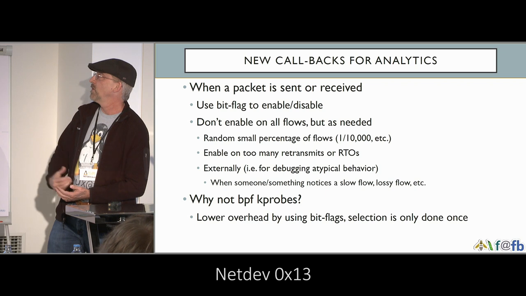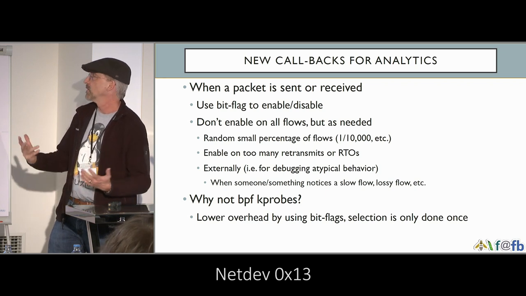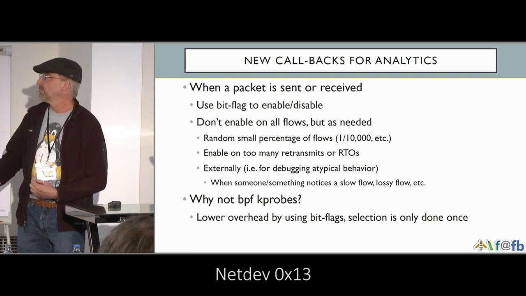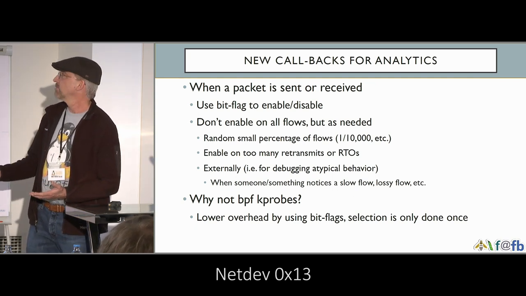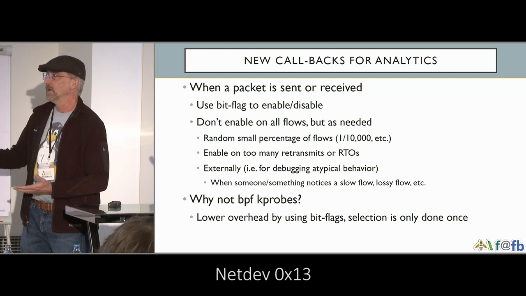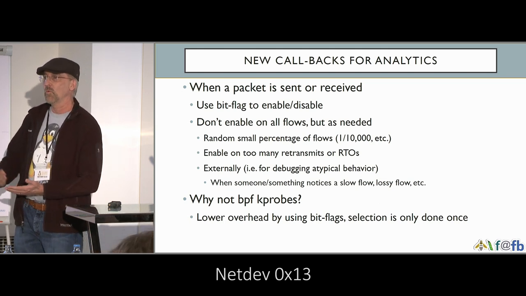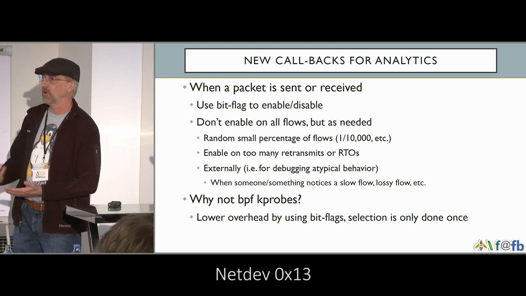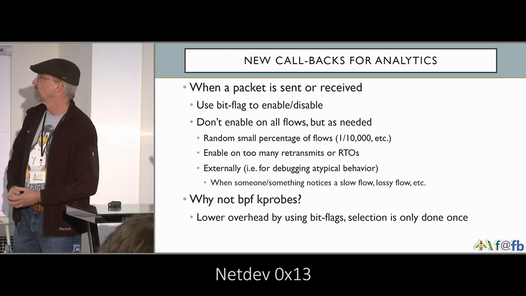And the idea is that we would not enable follow all flows because there's too much overhead, but only do it as needed. So for example, we can pick one 10,000 flow, and for that flow, we'll want to get the callback to get more information about that particular flow.